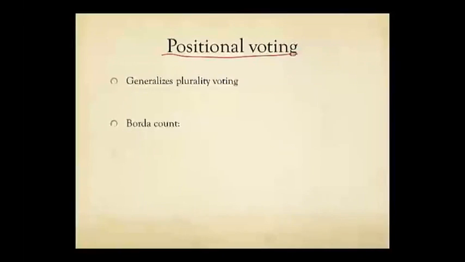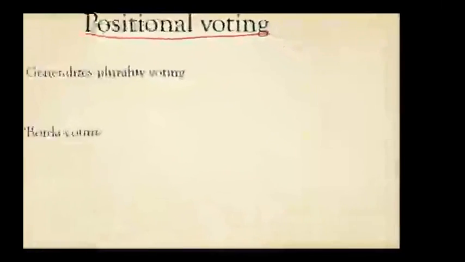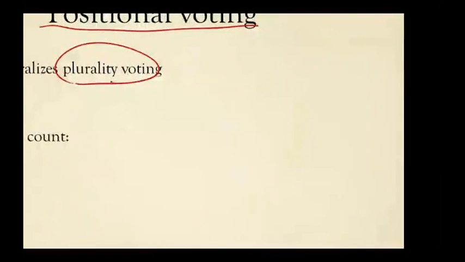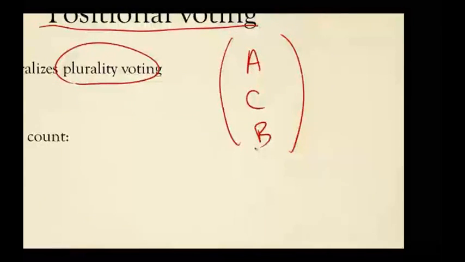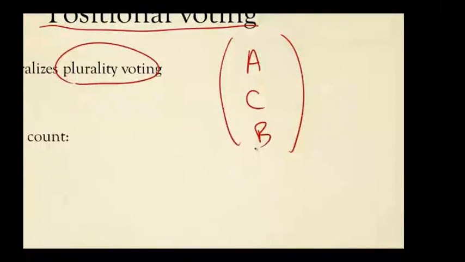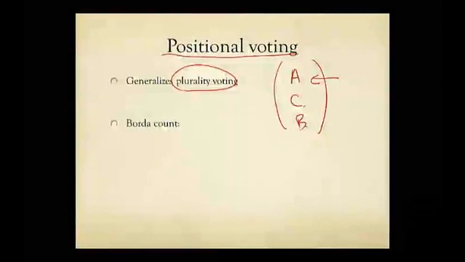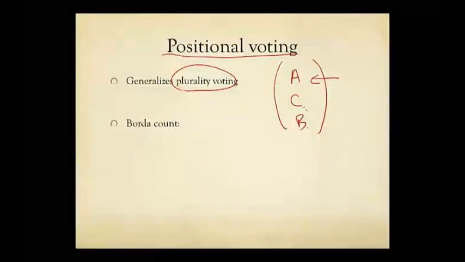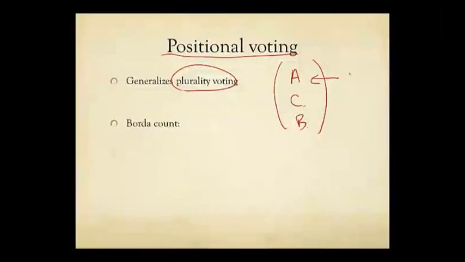The second class is called positional voting. In fact, it is a generalization of plurality voting. Positional voting in general says that if you give me a list of candidates, let's say Alice and Chris and Bob, then I will assign a certain score to each candidate for this list based on the position. For example, the score could be, if you are on the top of the list, I give you a score of 1, and then everybody else gets a score of 0.